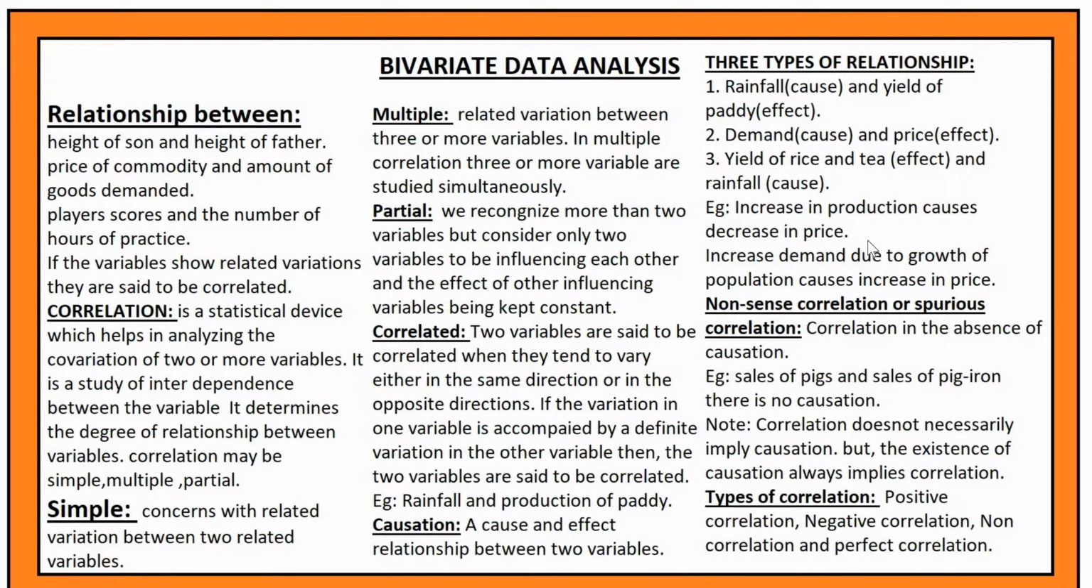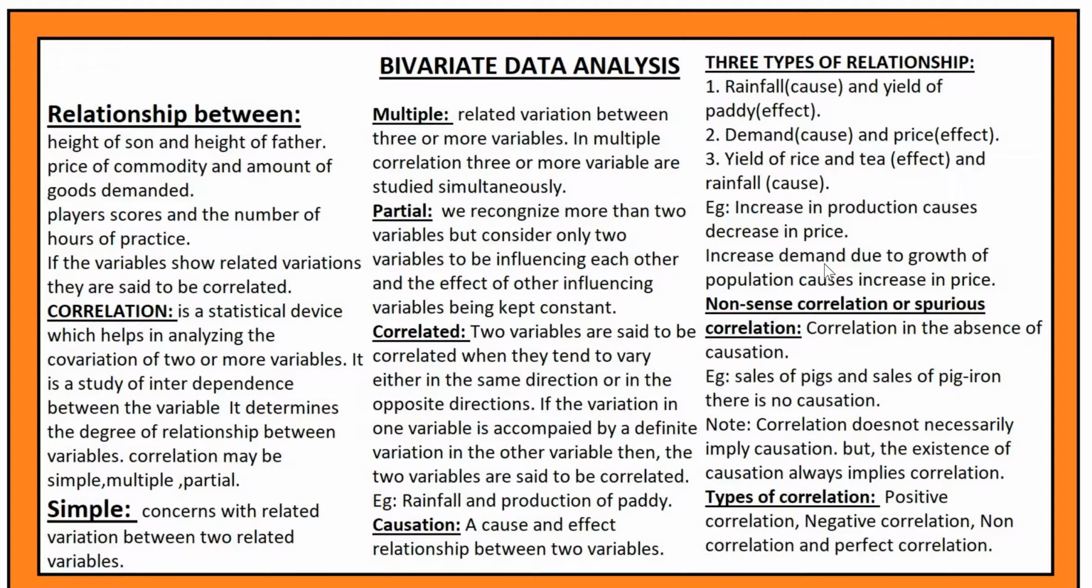Increase in production causes decrease in price. Take the production of electronic goods. If you produce only one good, the price of that good will be very high. Take the example of a TV, an audio system, or a computer. If you are producing only one, the price will be very, very high. So you produce in hundreds, thousands, lakhs, crores. When you are doing mass production, the price of that computer comes down. This is again a relationship.